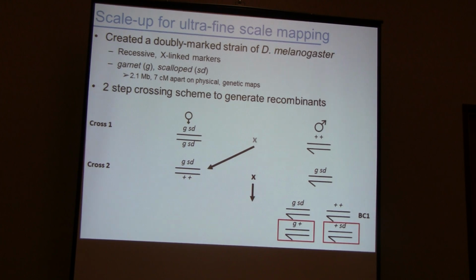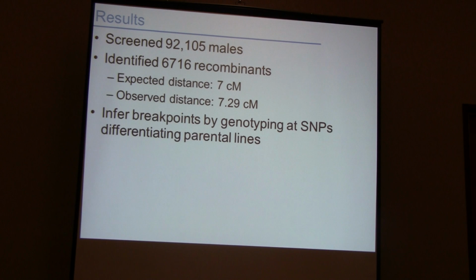They're a little bit farther apart on the genetic map, so we can get more recombinants per cross, but they're also a little farther apart on the physical map. So now we're talking 2.1 megabases. We use the same 2-step crossing scheme to generate recombinant males having a single crossover event between garnet and scalloped. And in the end, we identified about 6,700 recombinant males, and we were very happy. We're closer to 10,000 now, and we were also very happy because the expected map distance from the Big Red Book is 7 centimorgans, and we observed a genetic distance that was actually very similar to that.